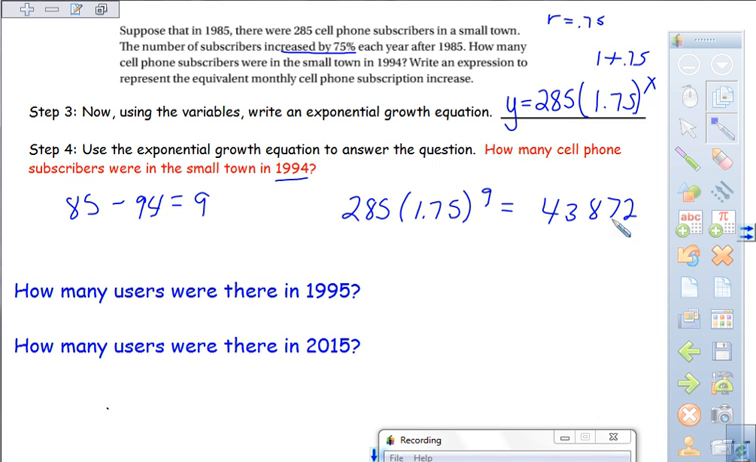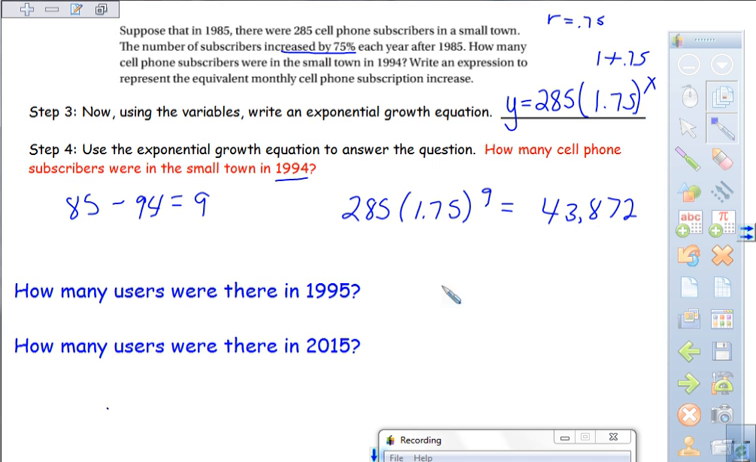And I get 43,872 cell phone users. So in those 9 years, the growth grew exponentially. It grew fast. So every year, 75% more people got cell phones. So that turned into 43,872.